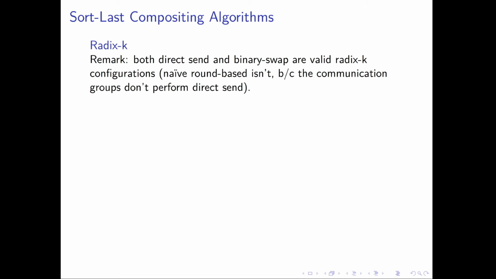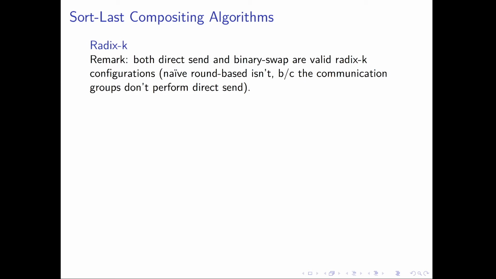So we already said that direct send and binary swap are valid radix-k configurations. So radix-k is a generalization of the 2 algorithms. And it is also noteworthy that the naive round-based algorithm is not a valid radix-k configuration, and that is because the naive algorithm doesn't perform a direct send inside the communication groups. And with that, I want to finish our discussion on sort-last compositing algorithms.